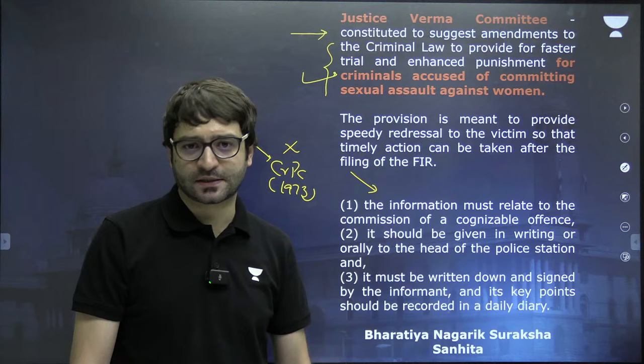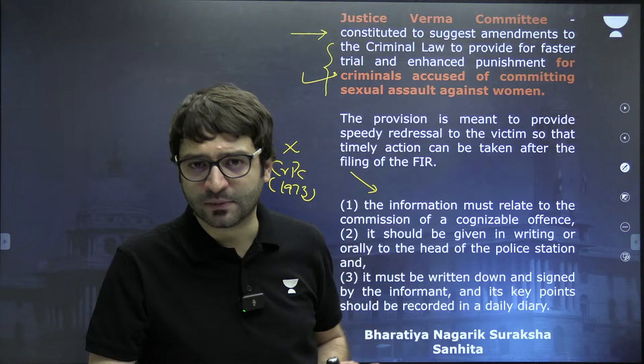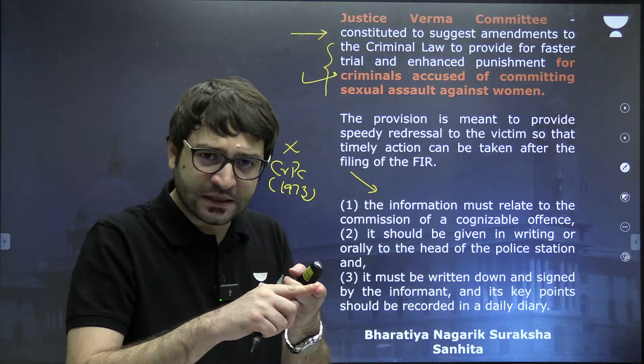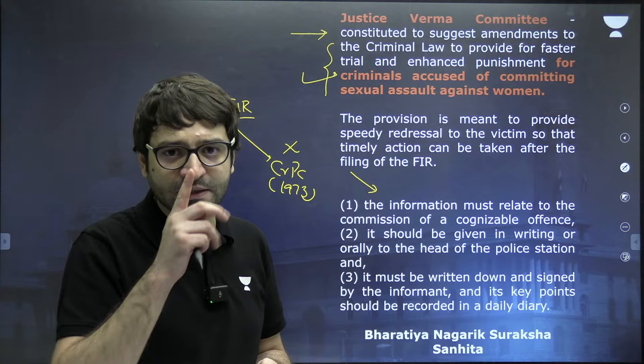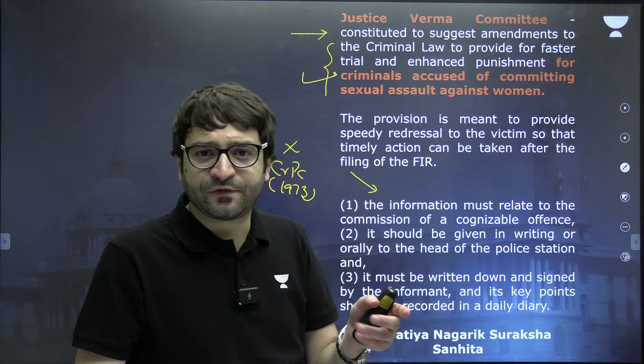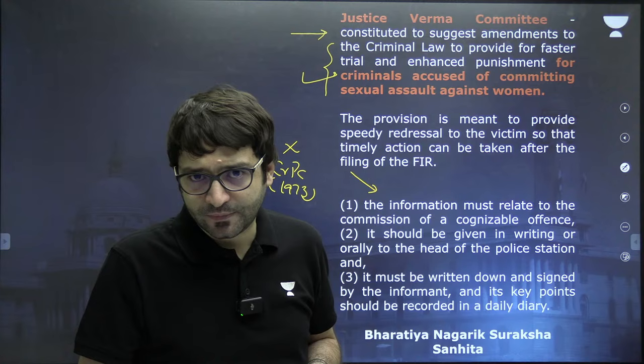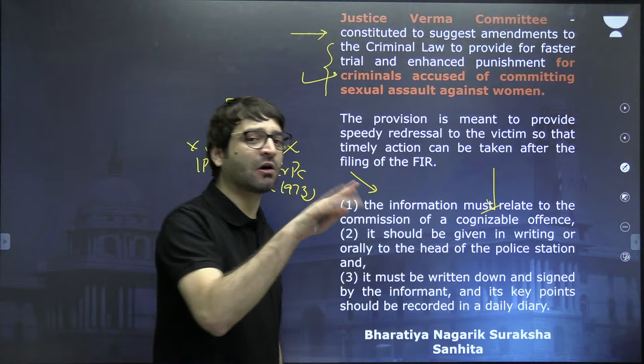Offences can be either cognizable or non-cognizable. What is a cognizable offence? If you have committed this offence, the police can arrest you without the warrant by the judge, without the warrant by the magistrate. That is a cognizable offence. In a non-cognizable offence, the police cannot arrest you without the warrant issued by the magistrate. So for FIR, the condition is that this offence should be cognizable. That means FIR is registered for a cognizable offence.